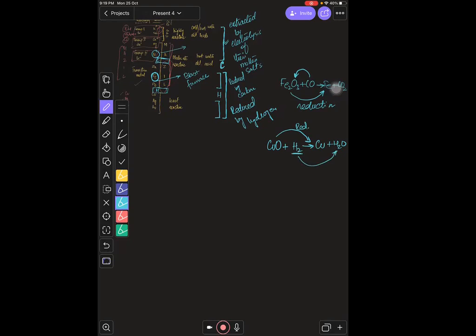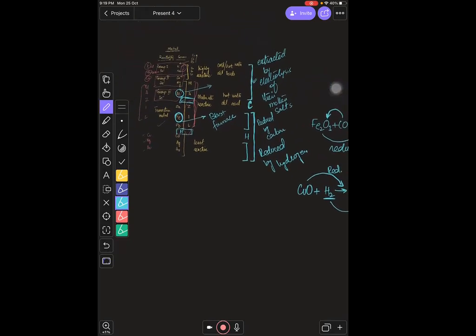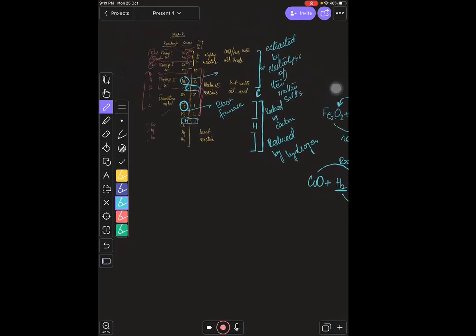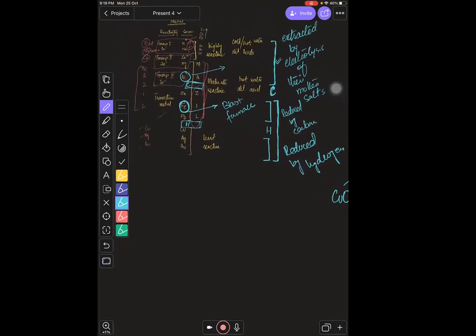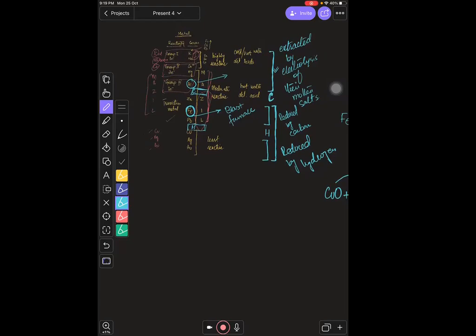So you can see over here that this is the important part of your reactivity series. You need to understand this. The highly reactive can reduce the less reactive. So you need to understand this. It is very important. This is the part of the reactivity series.